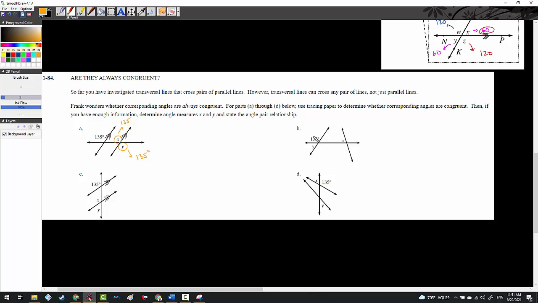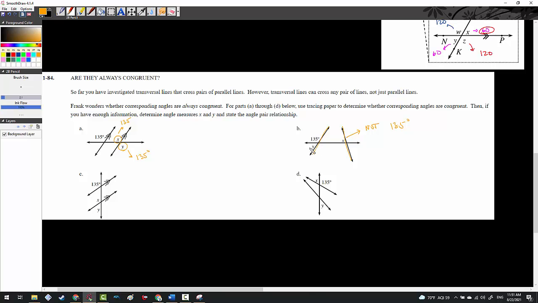In B, those lines are absolutely not parallel. The one line's going this way, one line's going that way. They will inevitably intersect each other, which means even though 135 and X are in corresponding positions, because the lines are not parallel, this X is not 135 degrees. Let's make sure we make that clear.